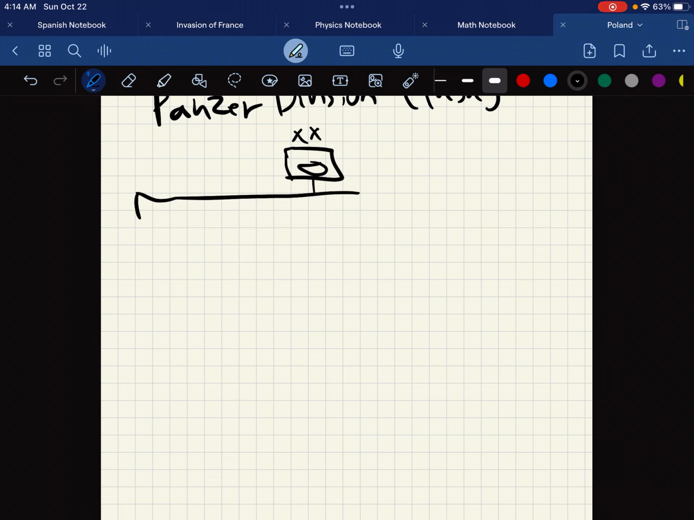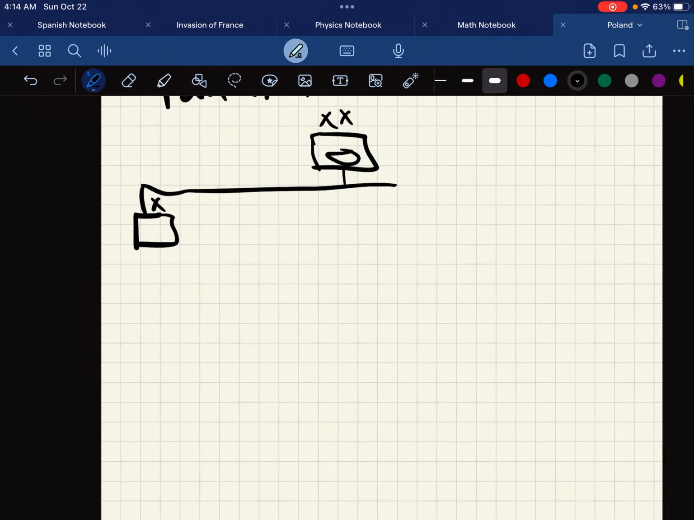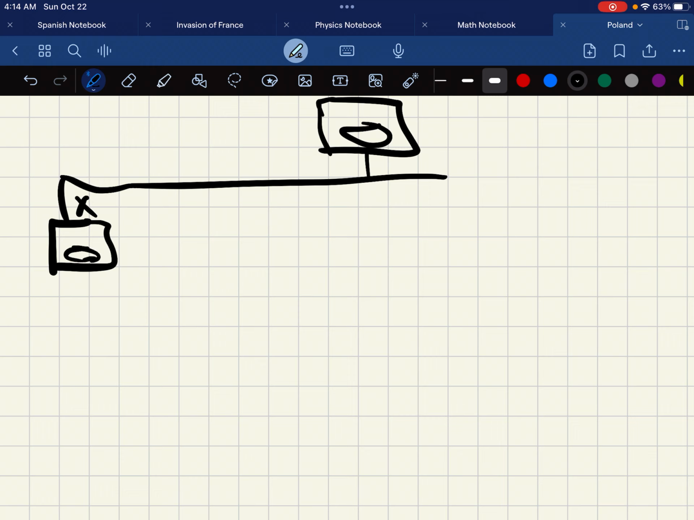So it's going to have 2 brigades here, and one of those brigades is a tank brigade, but interestingly, the other one's not a tank brigade. The other one is a motorized infantry brigade. Both of these brigades will have a size of around 3,000 or so personnel, and they'll both be divided into 2 regiments.